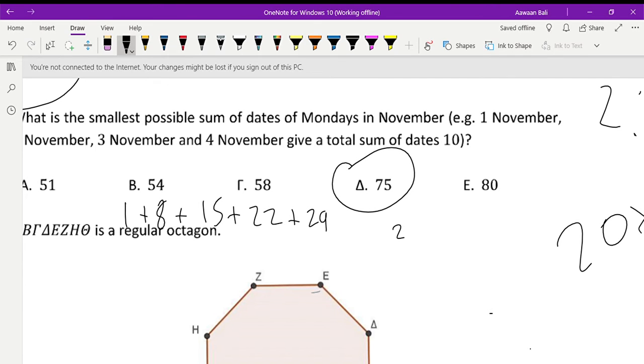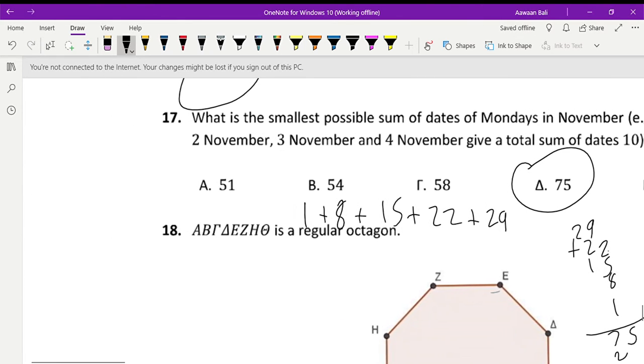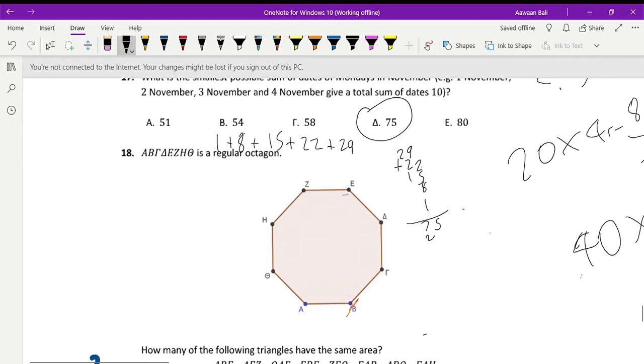So basically 29 plus 22, 15, 8, 1. 9 plus 2, 11 plus 5, 16 plus 8 is 24, plus 1 is 25. Then you put the 2 here. 2 plus 2, 4 plus 1, 5 plus 2, 7. So therefore the answer is delta, 75. Easy, right? Now let's go with the next one.